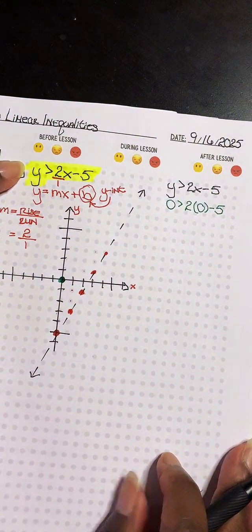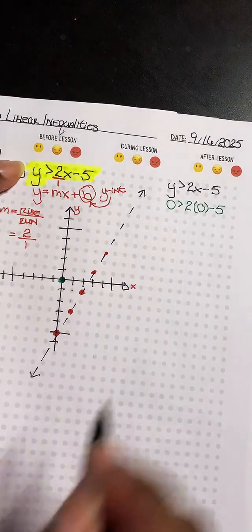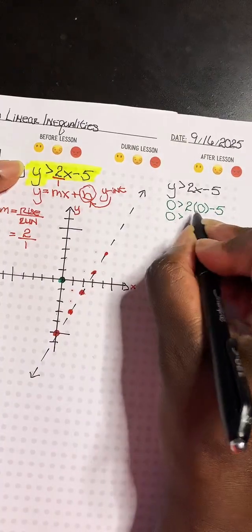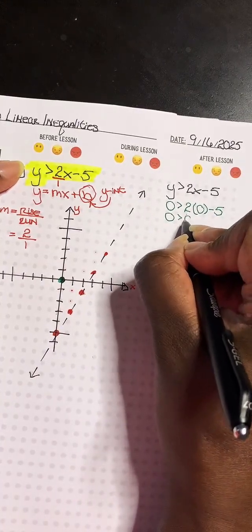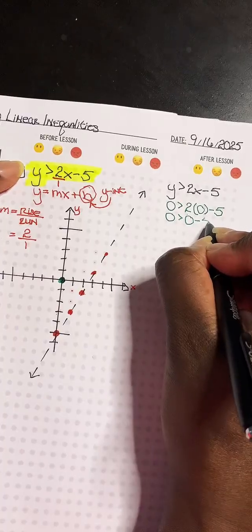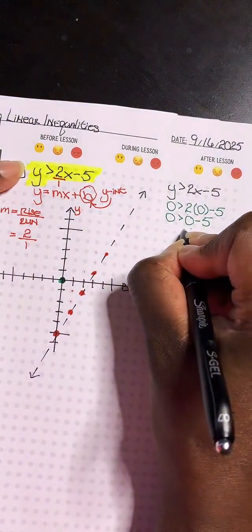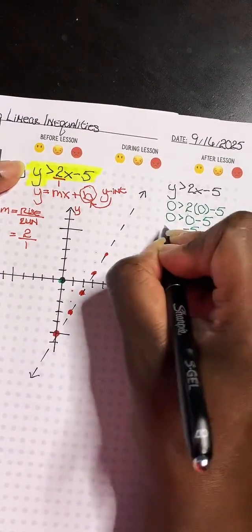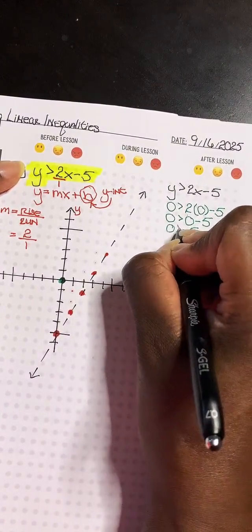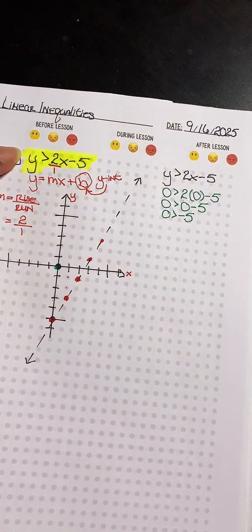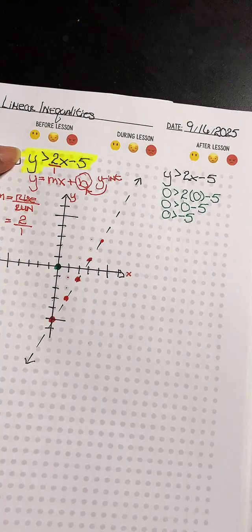All right. When we do this, we have 0 is greater than 2 times 0, which gives me 0. Bring down my minus 5. 0 minus 5 gives me a negative 5. So I have 0 is greater than negative 5. So, is that a true statement? Is 0 greater than negative 5? Put that in the chat.